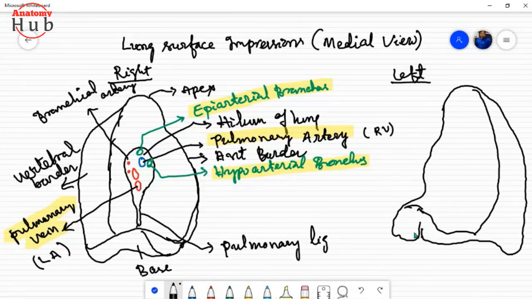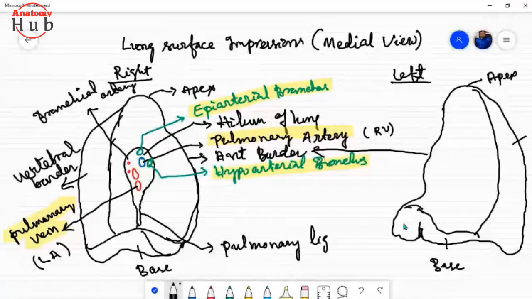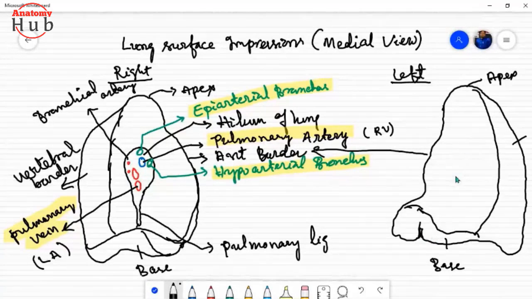And this will become your base. So this is the base over here. This is your border like this one, right? And here is the apex. And here is your anterior border. And here is the base. And this is the mediastinal surface, right? Because all this is the medial surface, but this is the vertebral surface, and this is the mediastinal surface, right?